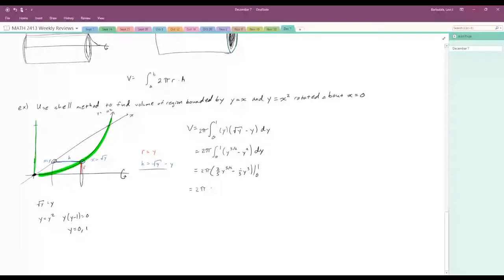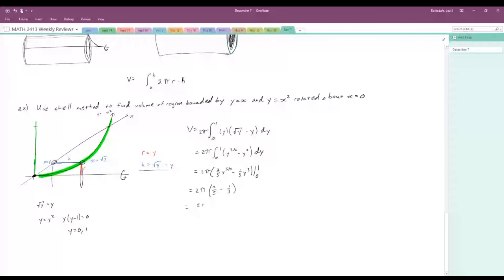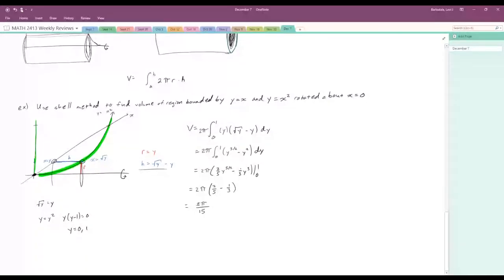And that'll get me 2/5 minus 1/3, which is, I can use a common denominator of 15. So 2/5 is 6 over 15. 1/3 is 5 over 15. So 6 minus 5 is 1 over 15. Multiply that by 2 pi, I get 2 pi over 15. Sound good?